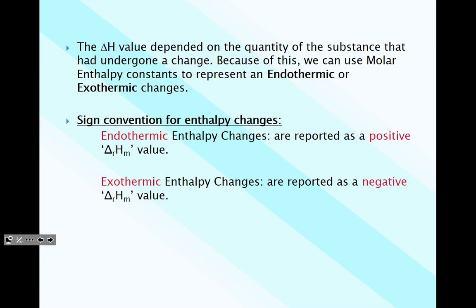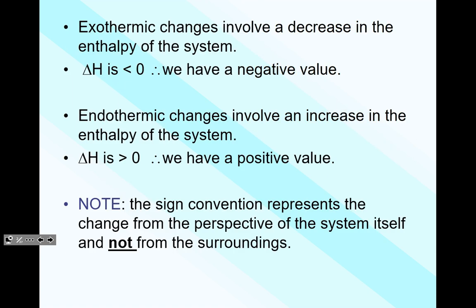Before we do that, let's talk a little bit more about change in enthalpy. The delta H, or the change in enthalpy value, depended on the quantity of the substance that had undergone a change. Because of this, we can use molar enthalpy to represent an endothermic or exothermic reaction. Molar enthalpy is the enthalpy change per mole of a substance. In an endothermic situation, enthalpy changes are reported as positive, and for an exothermic, they are reported as a negative value, okay? Which you know.